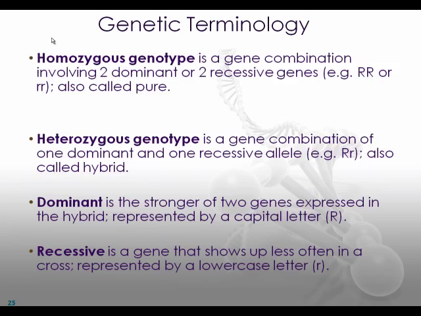Remember, homozygous genotype is a gene combination involving 2 dominant or recessive genes. In other words, the genes are the same. Heterozygous is a gene combination of 1 dominant and 1 recessive gene, also called a hybrid. Dominant is the stronger of the 2 genes expressed in the hybrid, represented by a capital letter. Recessive is a gene that shows up less often in a cross, represented by a lowercase letter.